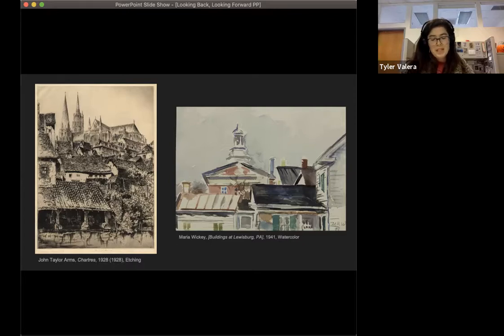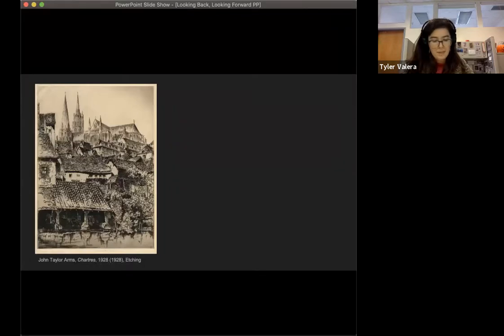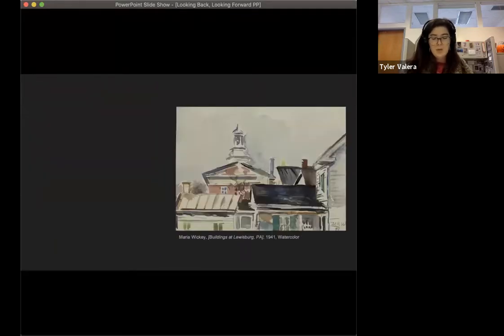As we will continue to see, Arms's work carries subliminal messaging on the need for religious guidance and the referral to higher powers in the modern era. Arms's emphasis on Gothic structures and the glory of historical art forms is directly contrasted with the work in restructuring of 20th century space. In Maria Wickie's Buildings at Lewisburg, PA, from 1941, we can see the embrace of vibrant color, fluid line, and cropped compositions.